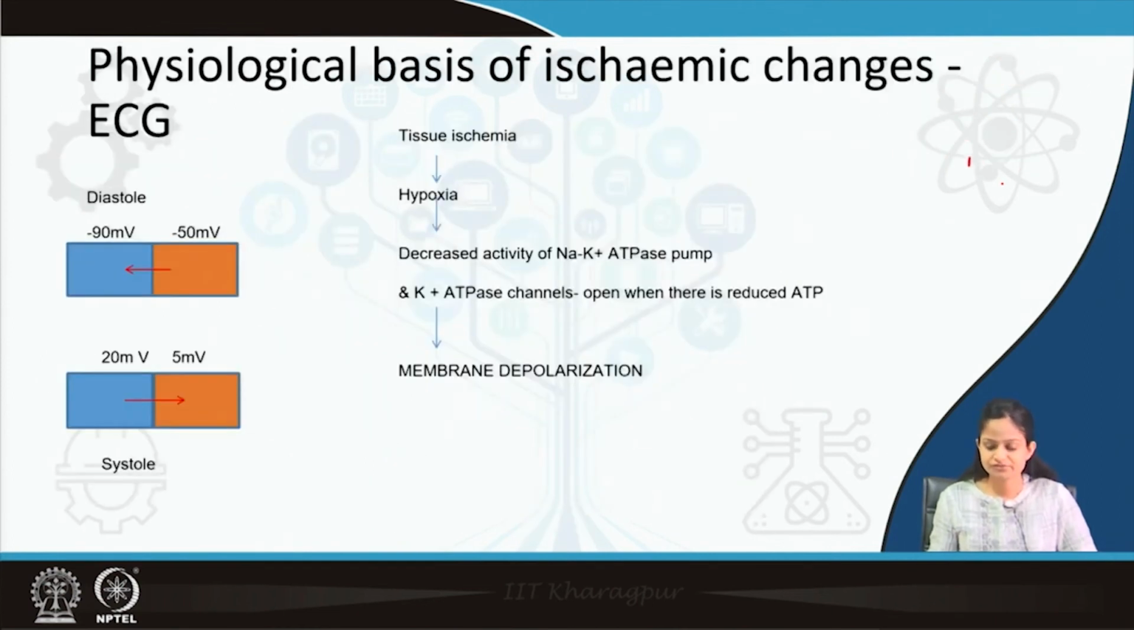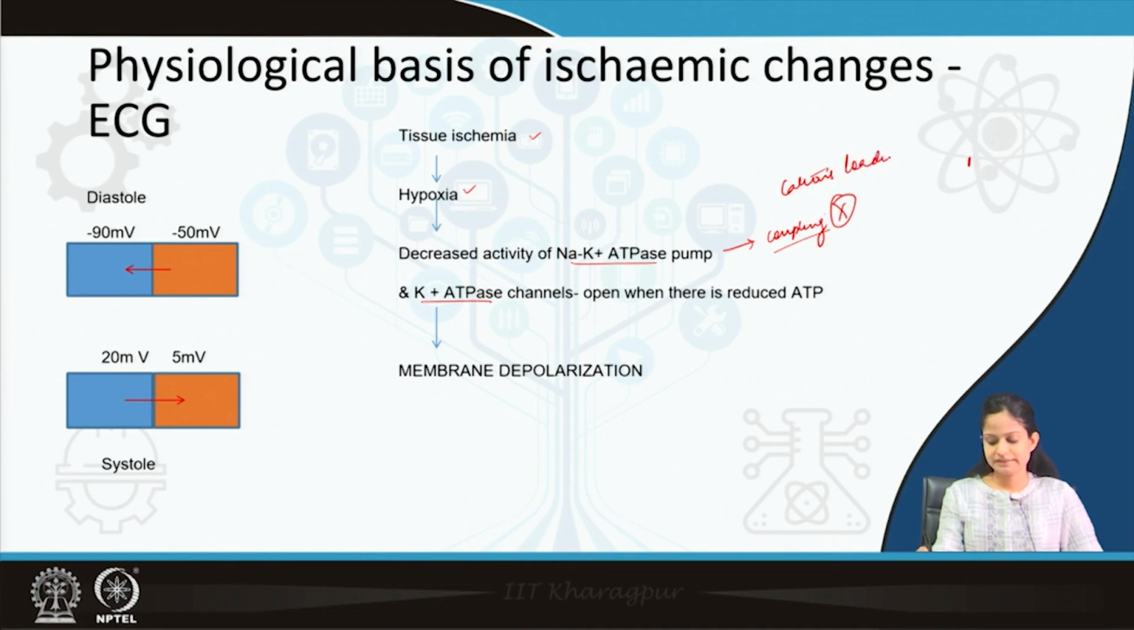So, the physiological basis of ischemic changes is very important. Generally, whenever there is tissue ischemia, the cell is undergoing an ischemic process, there is hypoxia because the oxygen concentration is decreased. So, there will be decreased activity of the sodium potassium ATPase pump. Because of this decreased activity, the coupling mechanism, that means throwing out 3 sodium outside and taking in 2 potassium inside, will get affected, which will cause loading of cations in the cell.